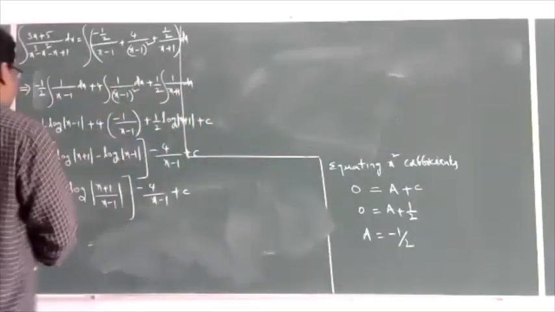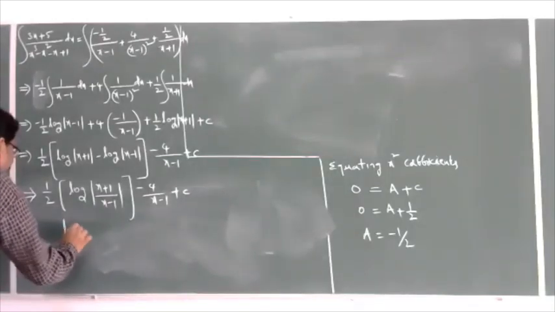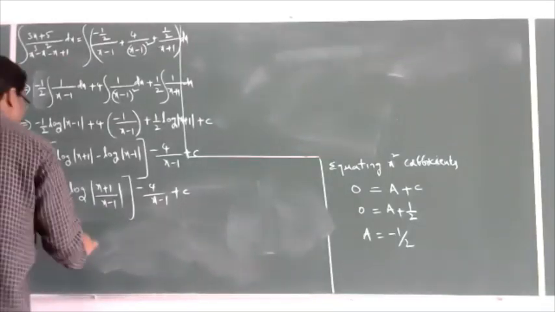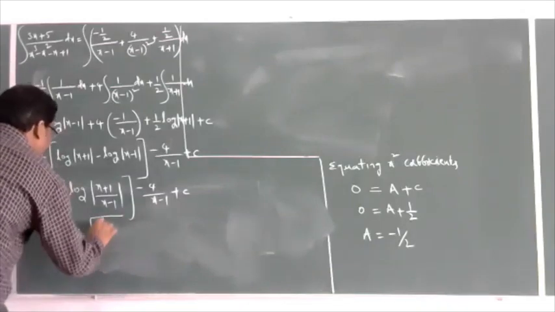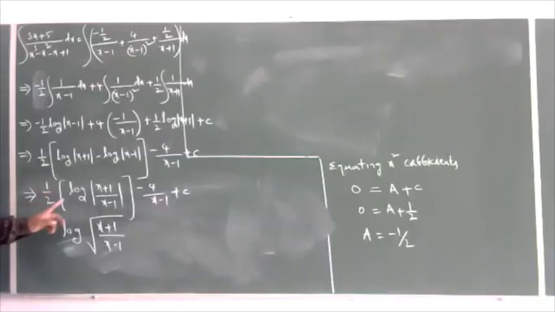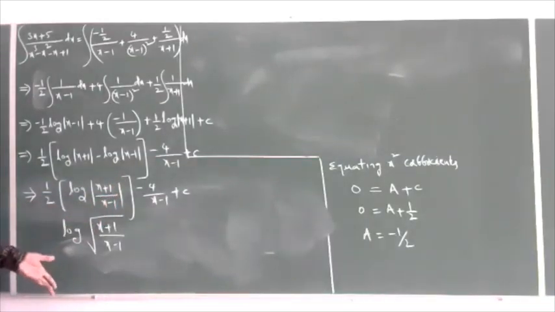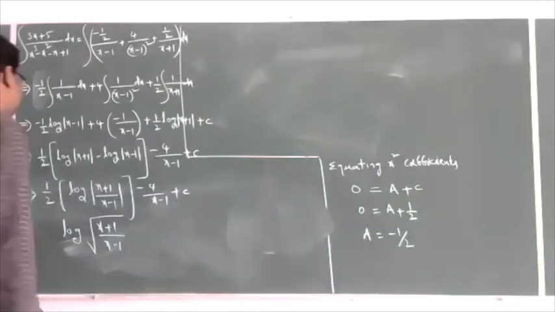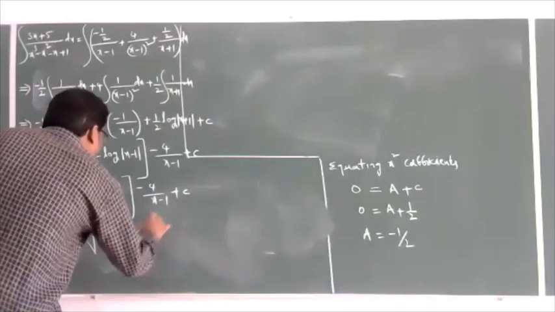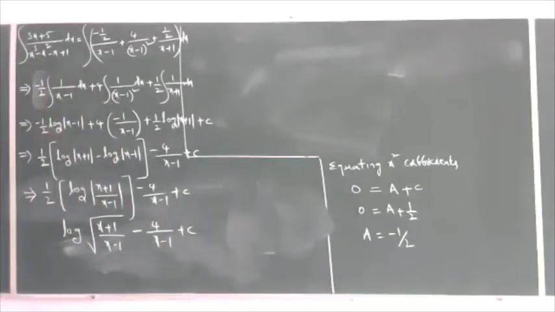Therefore, the final answer is logarithm of root of x plus 1 by x minus 1. Why? This is 1 by 2 power, that is 1 by 2 power means root of x plus 1 by x minus 1, plus 4 by x minus 1 plus c.